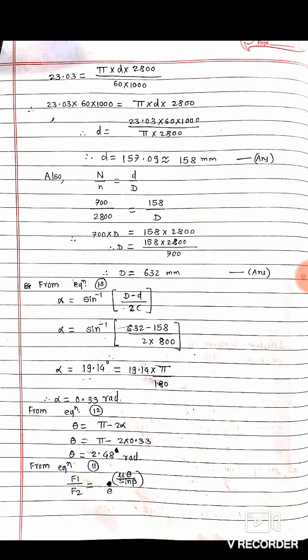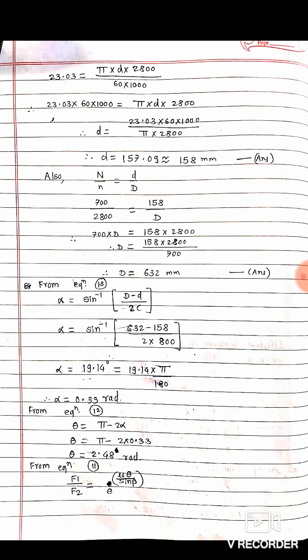But for calculating the angle theta, we must calculate this angle in radians. So if we want to convert this alpha angle into radians, we multiply with pi upon 180. Therefore we get alpha is equal to 0.33 radians. We substitute this alpha in the theta equation, so theta is equal to pi minus 2 alpha, so theta is equal to pi minus 2 into 0.33. After solving this, we get theta is equal to 2.48 radians.